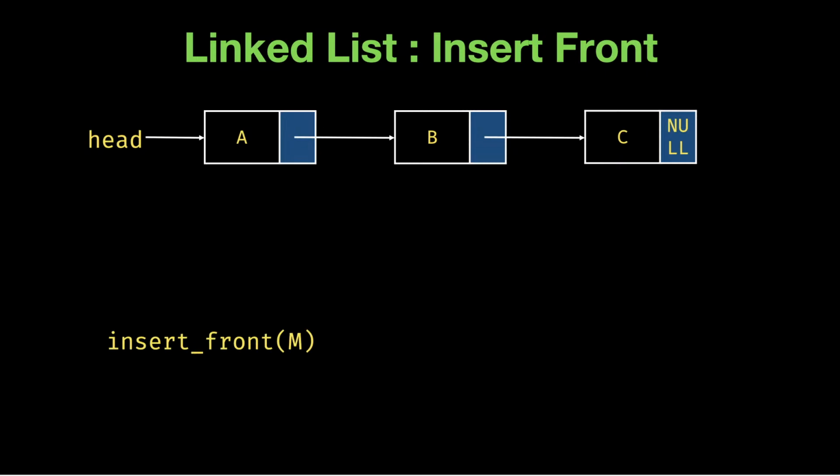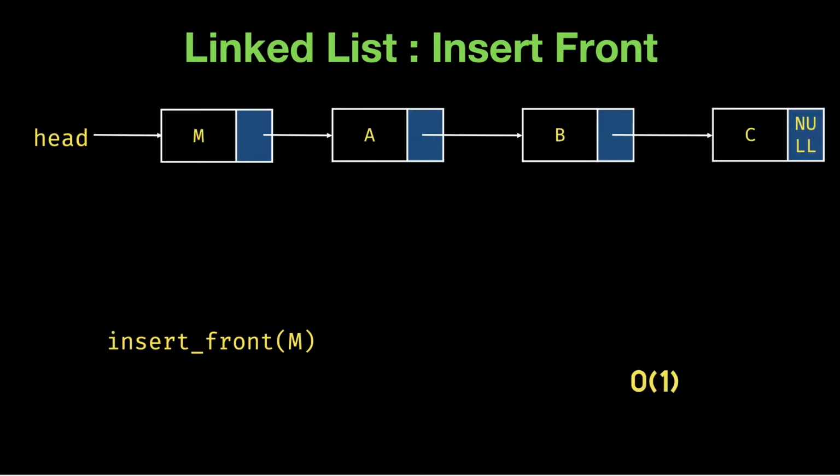If we want to insert m at the front, first of all we create a new node, and then we put the data inside it as m. Then we say that the next pointer of this new node will point to the current head, and the head now points to the new node. So this has inserted the m node at the beginning of the list, right?